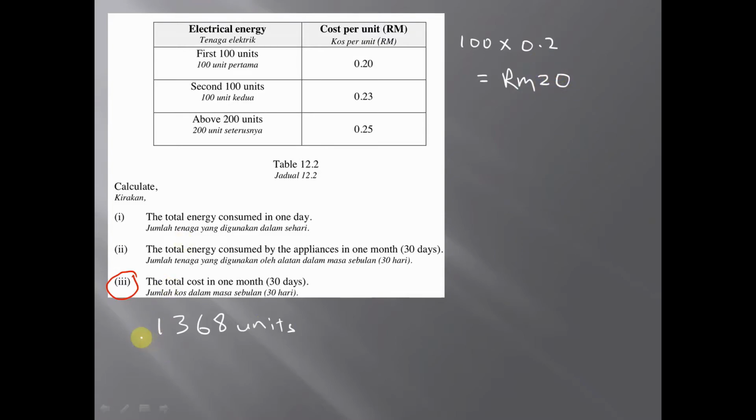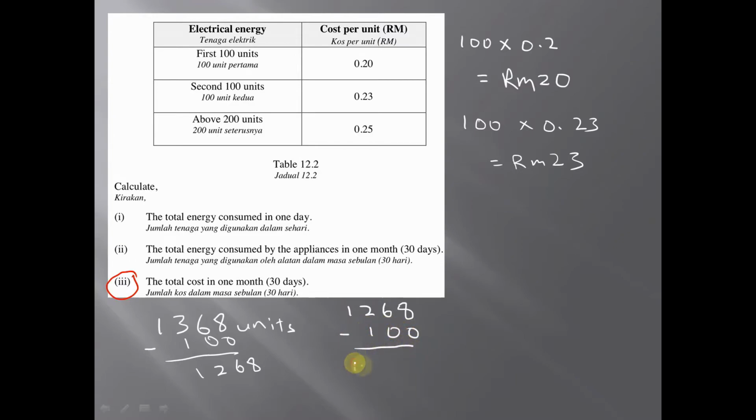But remember, you have 1,000 over. You already paid the first 100 units. So the balance of 1,268 units needs to be paid. According to the question, for the next 100 units, you need to pay 23 cents, so that becomes RM 23. That is only for now, the balance is 1,268. The first 100 you already paid. Kamu sudah bayar 100 unit yang pertama. The next 100 units, you also already paid. Bermakna balance 1,168. And according to what is given, above 200, what is more has to be paid at 25 sen each.